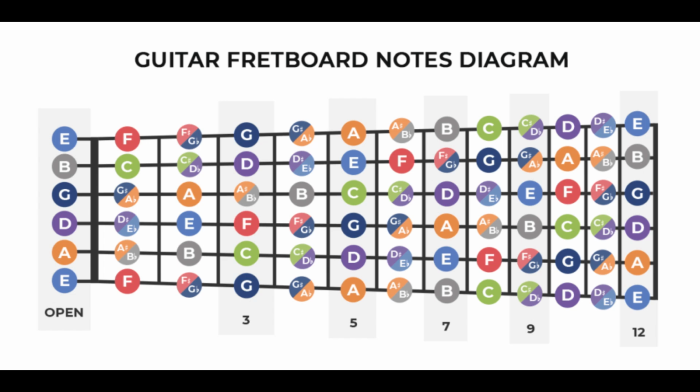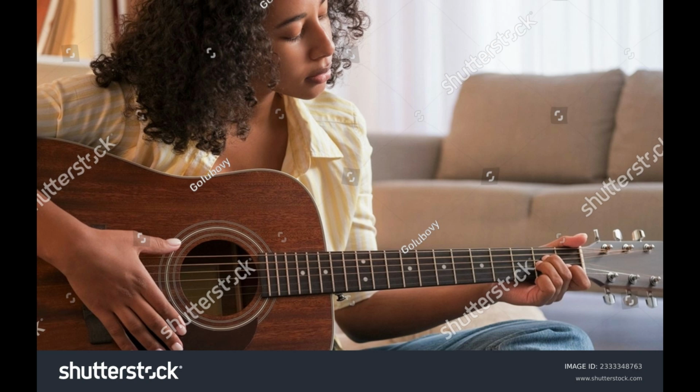And the 5th fret brings you to A. Continue this pattern. 6th fret is A sharp. 7th fret is B. 8th fret is C. 9th fret is C sharp. 10th fret is D. 11th fret is D sharp. And when you reach the 12th fret, you're back to E, exactly one octave higher than your open string. This same principle applies to every string on your guitar. The pattern never changes, only the starting note differs.